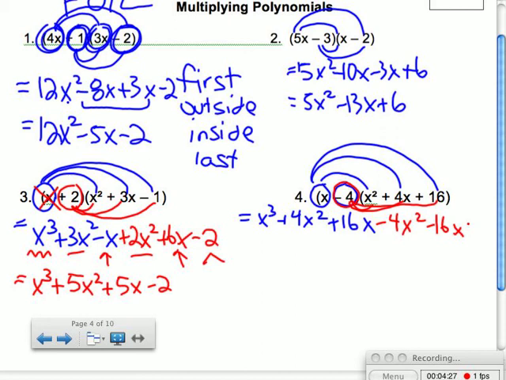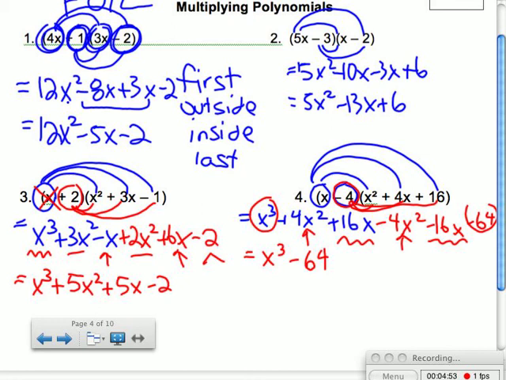Okay, so you're going to collect now. You're going to have x cubed, and then you're going to have plus 4x squared minus 4x squared. So those are going to cancel. Then you're going to have plus 16x minus 16x, so those cancel. So the only thing you have left here is minus 64.